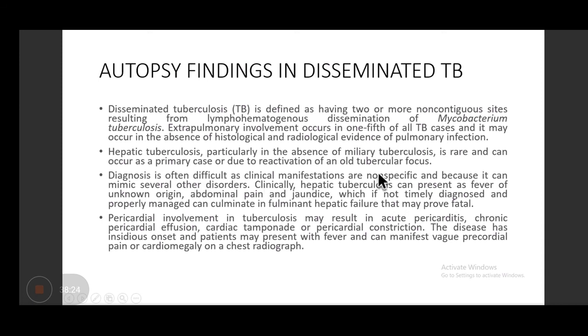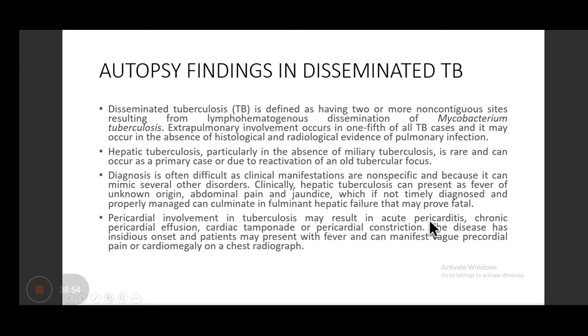Diagnosis is often difficult as clinical manifestations are non-specific and because it can mimic several other disorders. Clinically, hepatic TB can present as fever of unknown origin, abdominal pain, and jaundice. So the symptoms are vague, and if not timely diagnosed and properly managed, can culminate in fulminant hepatic failure that may prove fatal. We saw hepatic tuberculosis in our case.